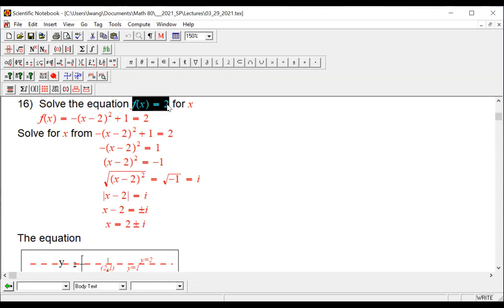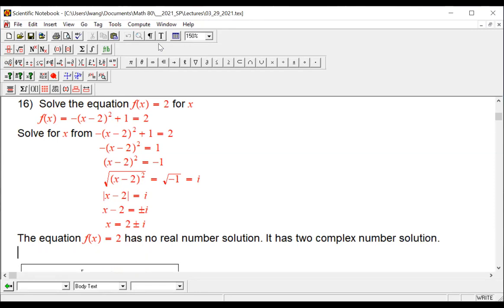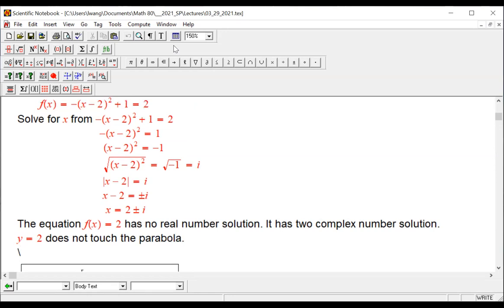Then you say the equation, i.e. this equation, has no real number solutions. It has two complex number solutions. But you can also say that the line y equals 2 does not touch the parabola. No touch. All of this is part of the narrative. Got it? No touch.